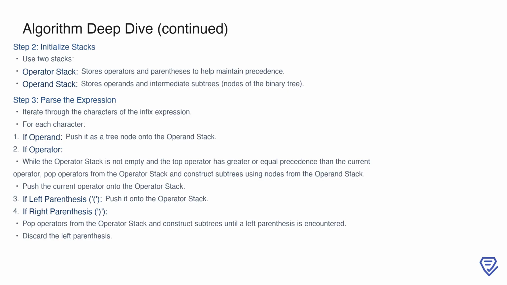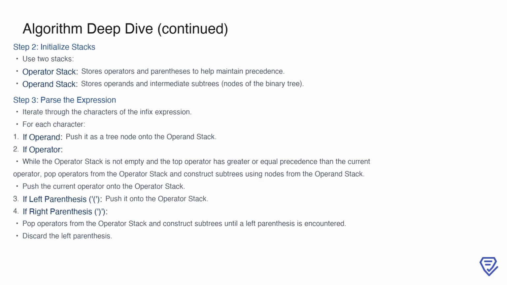If the character is an operand, we create a tree node for it and push it onto the operand stack. If it's an operator, we compare its precedence with the operator at the top of the operator stack. While the top operator has greater or equal precedence, we pop it from the stack and construct subtrees using nodes from the operand stack, then push the resulting subtree back. Once that's done, the current operator is pushed onto the operator stack. For left parentheses, we simply push them onto the operator stack, while for right parentheses, we pop and process operators until we encounter the matching left parenthesis, which is discarded.